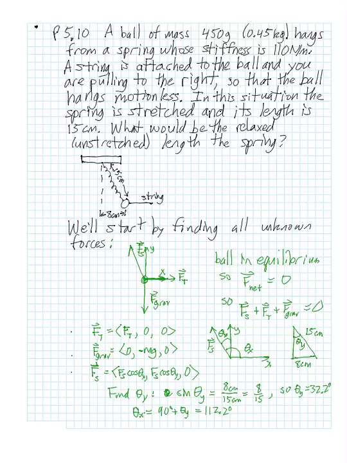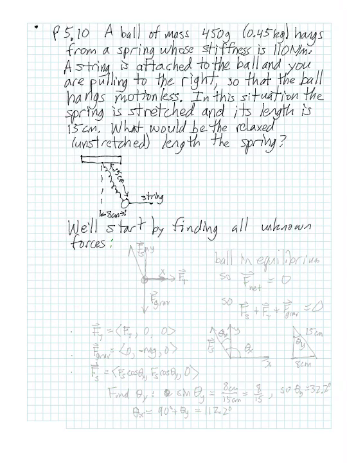Get started on that, let me start with a force diagram. So here's the ball. There are three forces acting. There's the string pulling to the right. I'll call that Ft for tension. Gravity pulls down. I'll call that F grav. And the spring is pulling up and to the left.